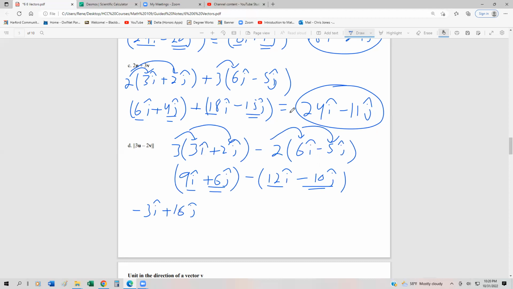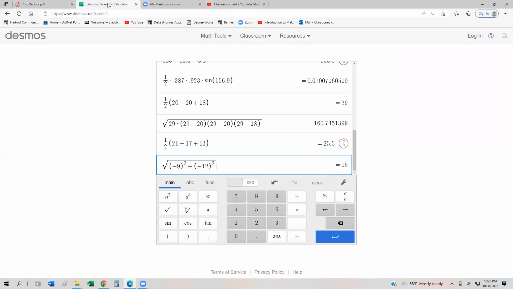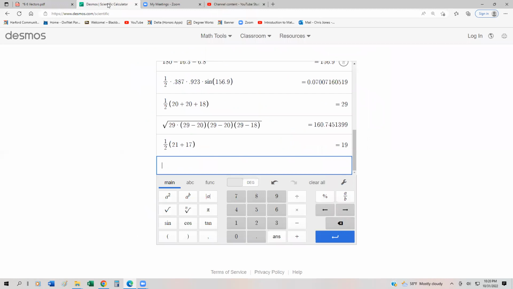And then we have 6 minus a minus 10, so that becomes plus 16j. Now we have to find the magnitude of that. So to find the magnitude of negative 3i plus 16j, all we're going to do is take those components and square each of them under the square root. So that's going to be negative 3 squared plus 16 squared. And we just type that into our calculators. Now we're not going to approximate it, we'll get an exact value out of this.